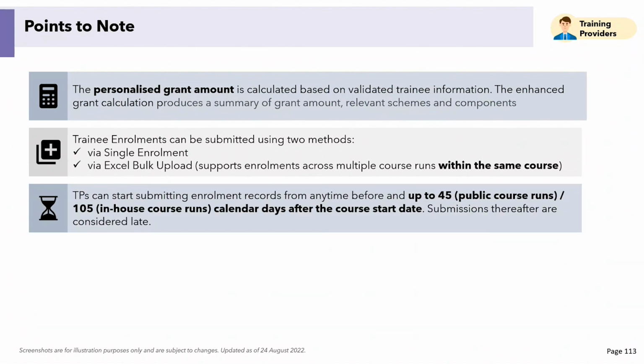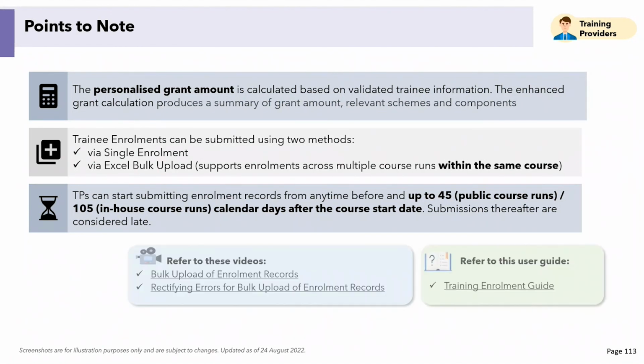Okay, the last thing to note for this section is that TPs can start submitting their enrollment records any time before the course start date up to 45 days after course run start date for public course runs and 105 days after for in-house course runs. Okay, so we have come to the end of the second section here.